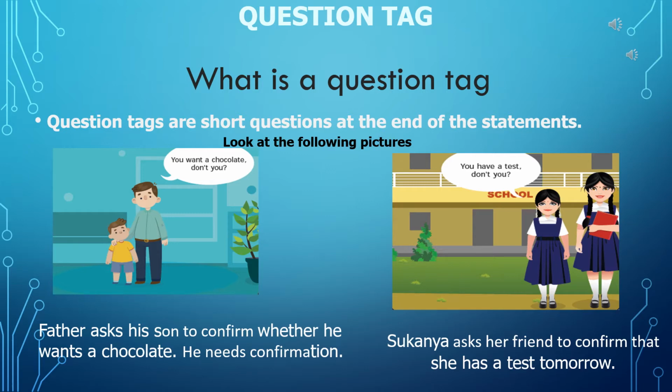To understand it better, look at the picture here. The father asks his son, "You want a chocolate, don't you?" Here, the father asks his son to confirm whether he wants a chocolate or not. So he needs the confirmation. In the second picture, the girl is speaking. She says, "You have a test, don't you?" So here, Sukanya asks her friend to confirm that she has a test tomorrow or not.